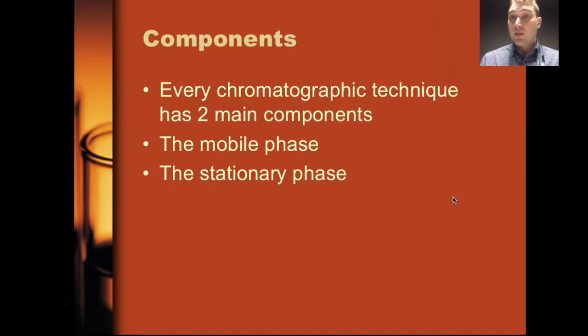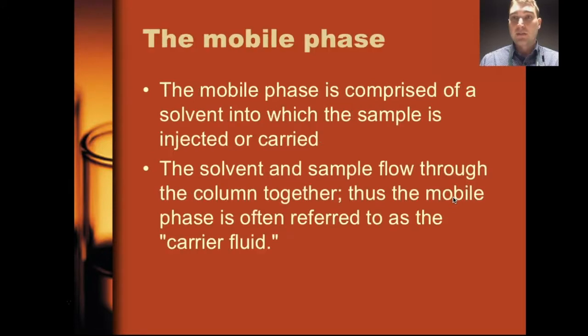So in each of these chromatography techniques you have two components, a mobile and a stationary phase. The mobile phase is comprised of a solvent or a carrier gas or a carrier fluid that carries the sample through and past the stationary phase. So the sample and the solvent flow through, and you get a separation based on how much sticking you get between your mobile phase and the stationary phase.